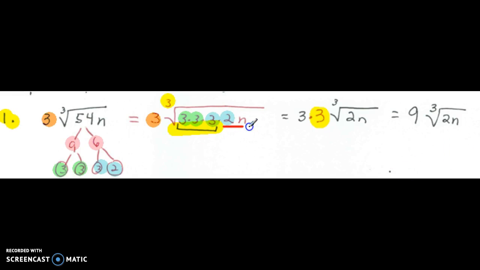2n does not come out. It doesn't have enough factors. So 2n stays under the radical. So I'm going to go 3 times 3 is 9. So then I get this for my answer. And a common mistake kids will make on the quiz is they will forget to write their index.